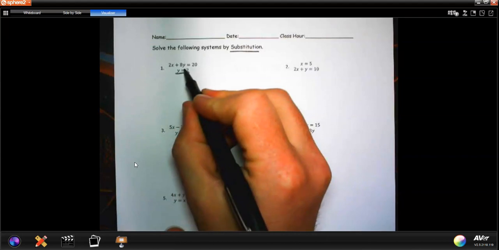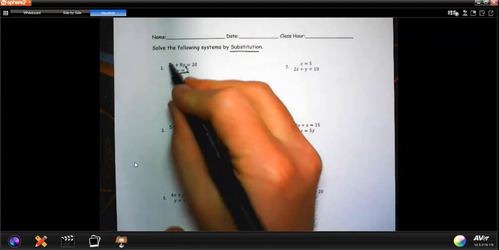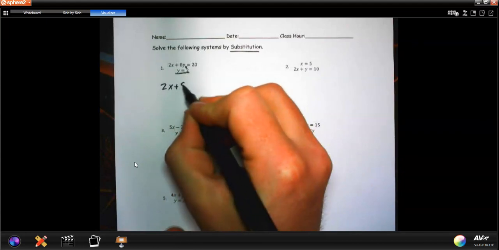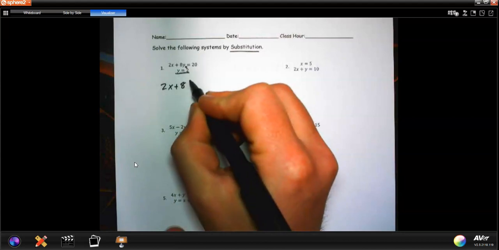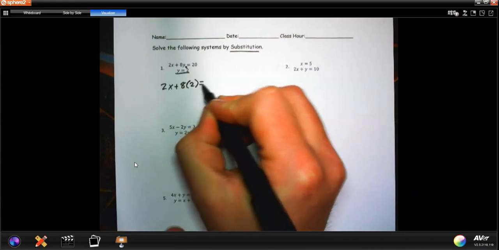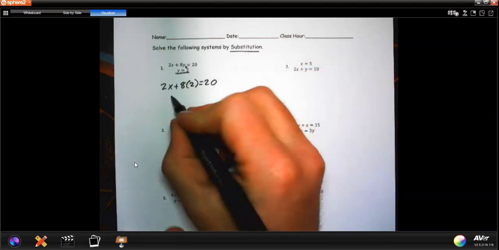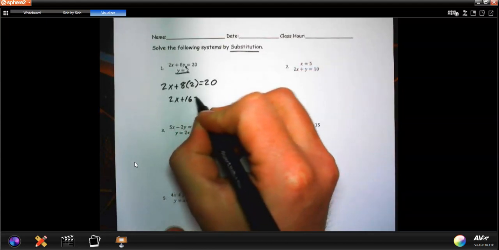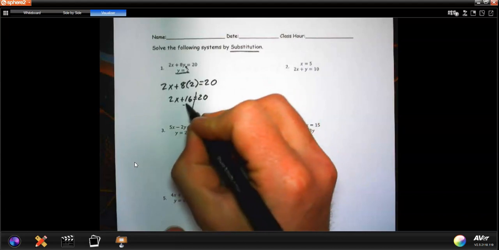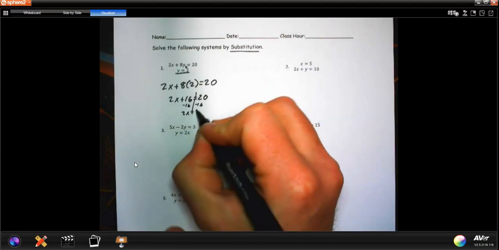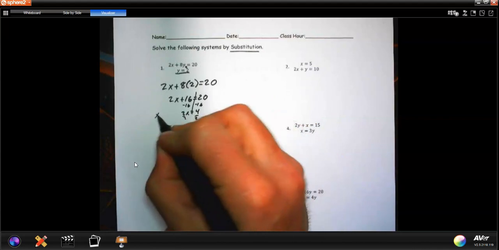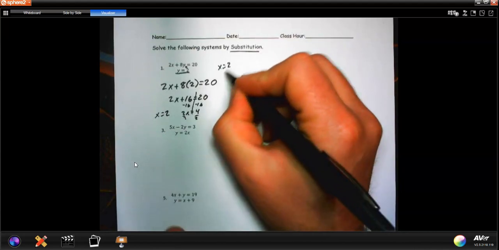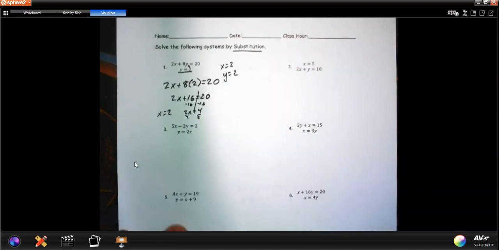We're going to solve the following systems by substitution. That means we take what we know and plug it into the other equation. So y equals 2. In the first equation, we have 2 times x plus 8 times y. But y equals 2, so now it becomes 8 times 2, which equals 20. Now we can do the math. That becomes 2x plus 16 equals 20. Then we can solve it. Subtract 16. 2x equals 4. 4 divided by 2 is 2. So the answer to the first one is x equals 2 and y equals 2.